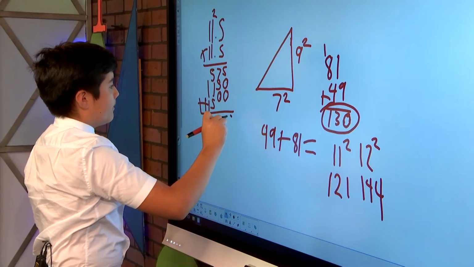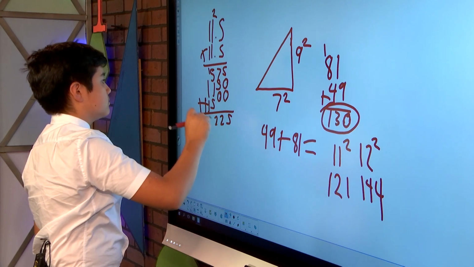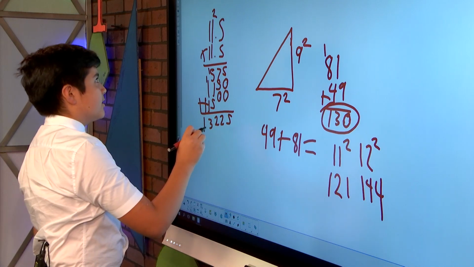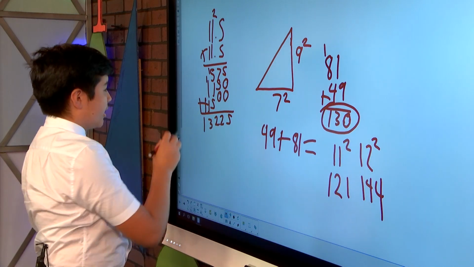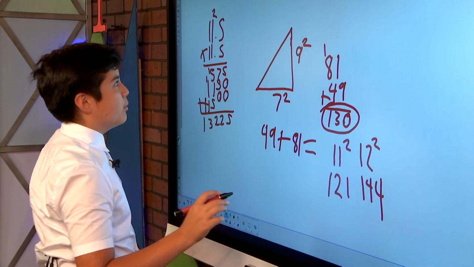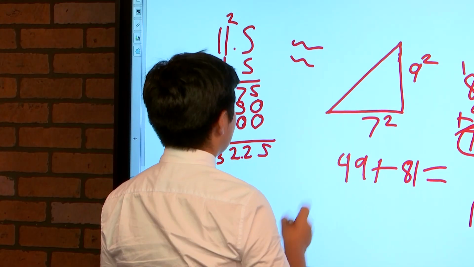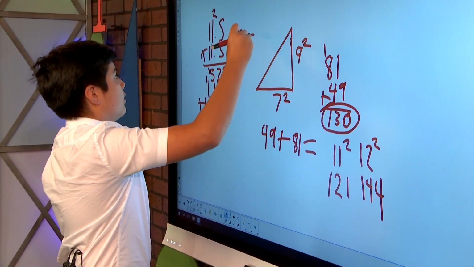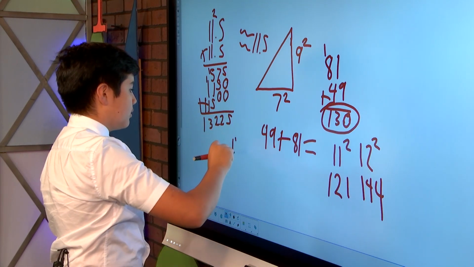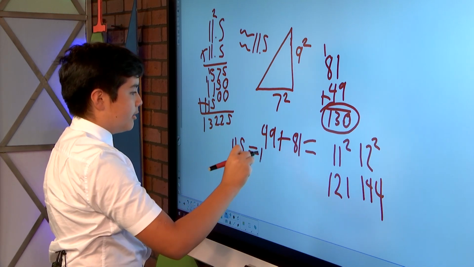Add them all up. And you get our answer. Make sure to add the decimals. You get 132.25. Now that's not quite the answer, but with a little trick, if you do some squiggly equal signs, that's approximately 11.5. And 11.5 squared is approximately 130.